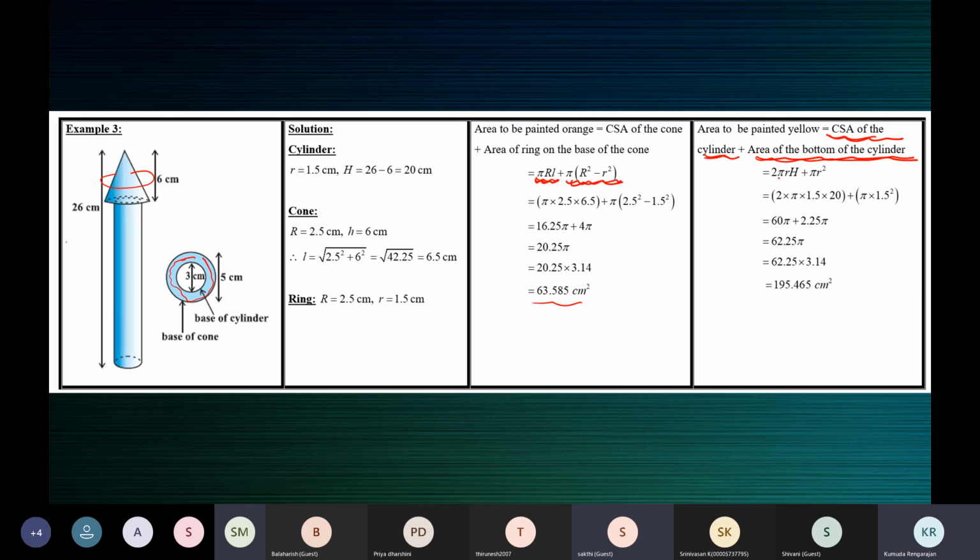So 2 pi RH, but write the letter correctly. H is this H for the cylinder. 2 pi RH plus pi r square. Again, in pi r square, which pi r square? Not pi capital R square. The area of the bottom of the cylinder. This one is smaller. This is the radius of the cylinder, which is smaller. So plus pi small r square.